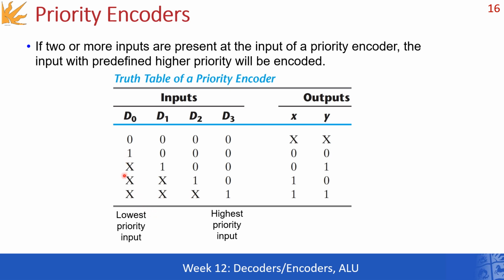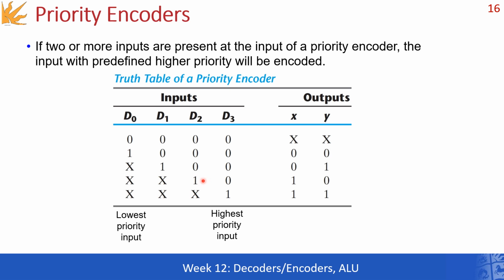So the lowest priority is towards the left here. This means that this bit, D1, has a higher priority than D0. And then again, D2 has a higher priority than D1 and D0, and D3, being the most significant bit, has the highest priority compared to everything else. In other words, if D3 is 1, then we don't care about the values of the other inputs, and the output is defined by D3.